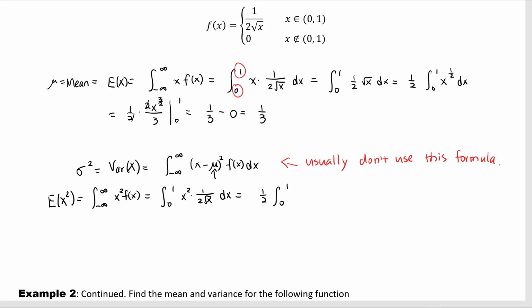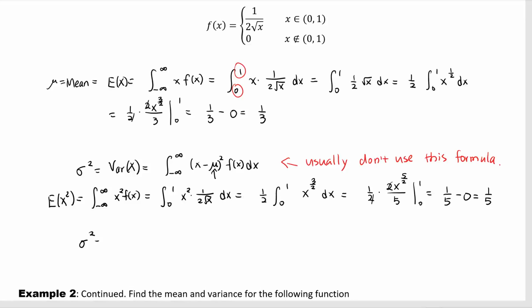So 1/2, put it outside. x squared over square root of x. What is that? It's x to the 2 minus 1/2, which is 3/2. Then we add 1 to the exponent, that's 5/2 over 5 times 2, evaluated from 0 to 1. The 2s cancel. We have 1 over 5 minus 0, which is 1 over 5. Because this integral, just x squared, does not depend on mu, that's much easier.